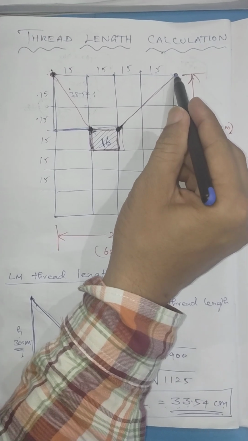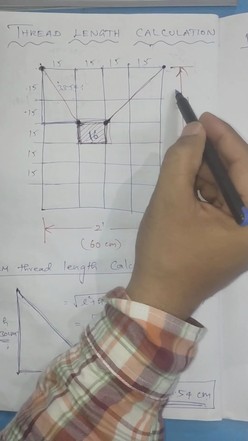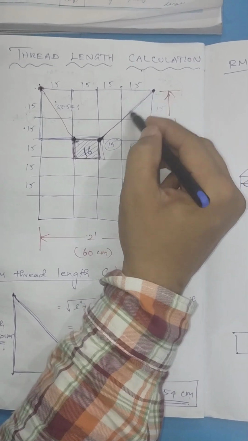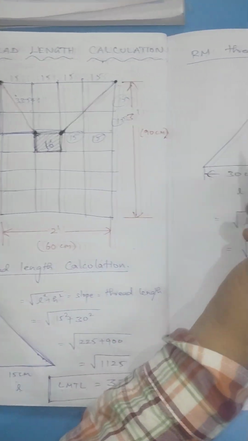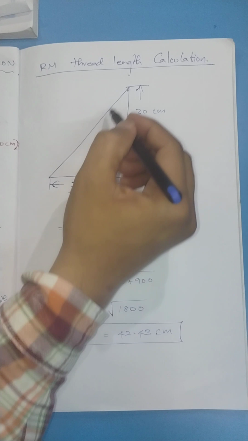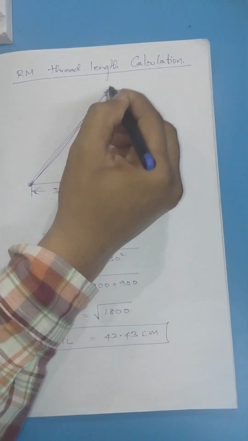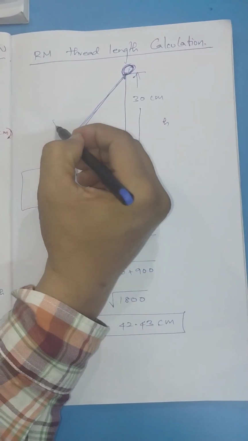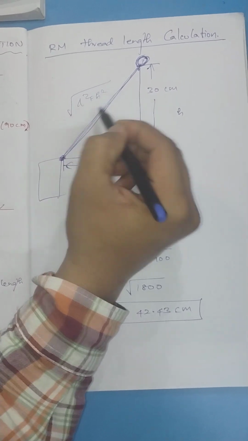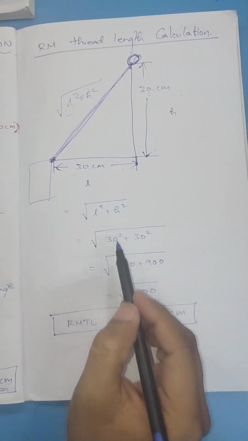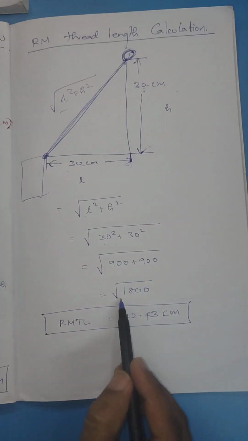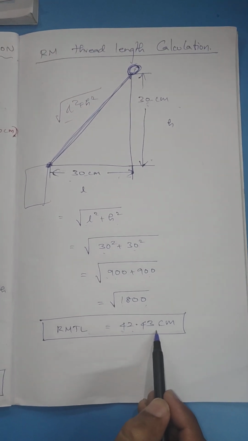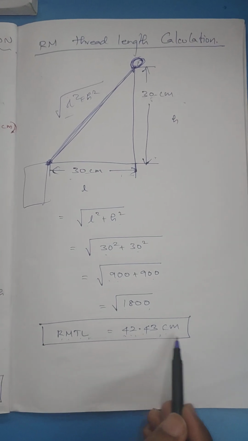Similarly, we can calculate the right motor thread length by the same principle. Here this is 15 centimeters, and here this is 15 centimeters. Again, this has become a right angle triangle, as shown here. So 30 centimeters and 30 centimeters, and this is the thread length for the right motor. Here we have a right motor, here we have a box, and the thread length for this right motor can be calculated by square root of L squared plus H squared. The length is 30 and the height is 30, so 30 squared plus 30 squared is 900 plus 900, the square root of 1800. The square root is 42.43 centimeters. So the right motor thread length is 42.43 centimeters.